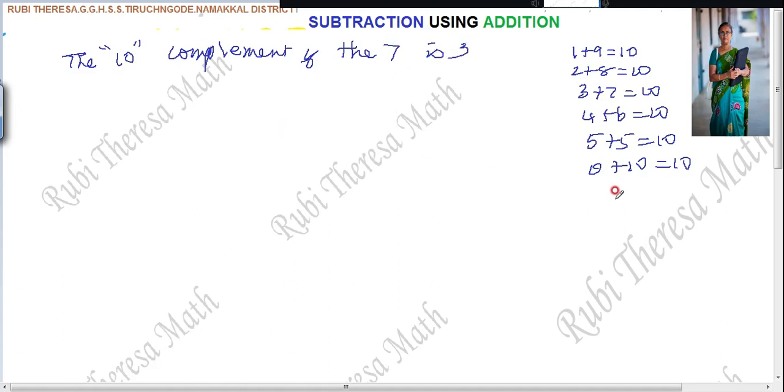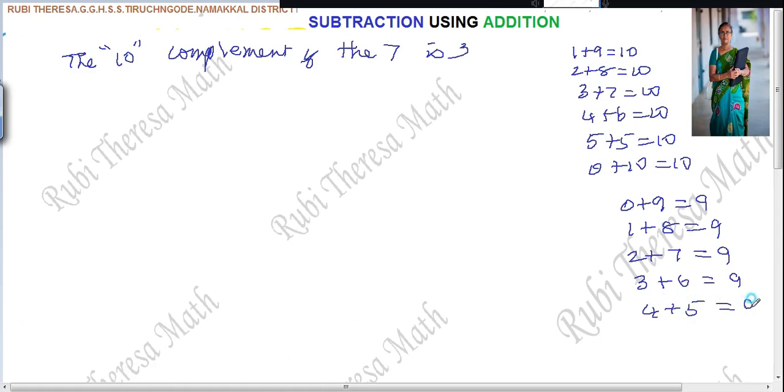In the same way, for 9 also you should know. 0 plus 9 gives 9. 1 plus 8 gives 9. 2 plus 7 equals 9. 3 plus 6 equals 9. 4 plus 5 equals 9. 5 plus 4 equals 9. That is not necessary to write again, because I told you 1 plus 8, 8 plus 1, both are equal. 2 plus 7, 7 plus 2. 3 plus 6, 6 plus 3. 4 plus 5, 5 plus 4. Both are equal only. When you change the place, there won't be any change in the value.